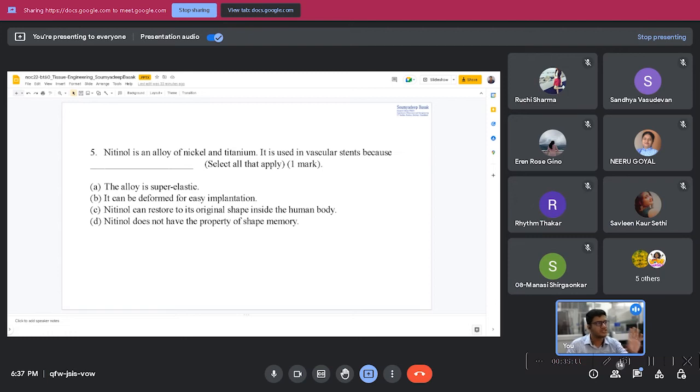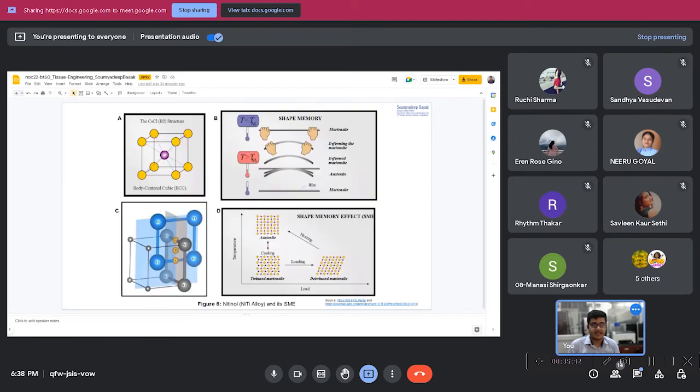It is used in vascular stent because of what are the statements. So we know that the alloy is super elastic, yes, it is a super elastic material. Then it can be deformed for easy implantation. Yes, and it can be restored to its original shape inside the human body. Yes. These three we have studied, and we know nitinol has this kind of property. Right? So why is that? Why does nitinol have this kind of shape memory or shape memory effect?